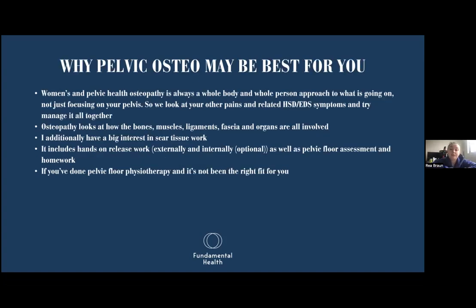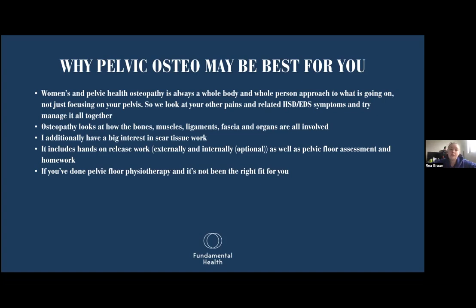Why pelvic osteo might be the better fit for you. Women's and pelvic health osteopathy has always been a whole body, whole person approach to what's going on. So we're not just focusing on your pelvis. We're always going to look at any other pains in the body, what's related to the hypermobility or EDS symptoms, and try and manage it all together.